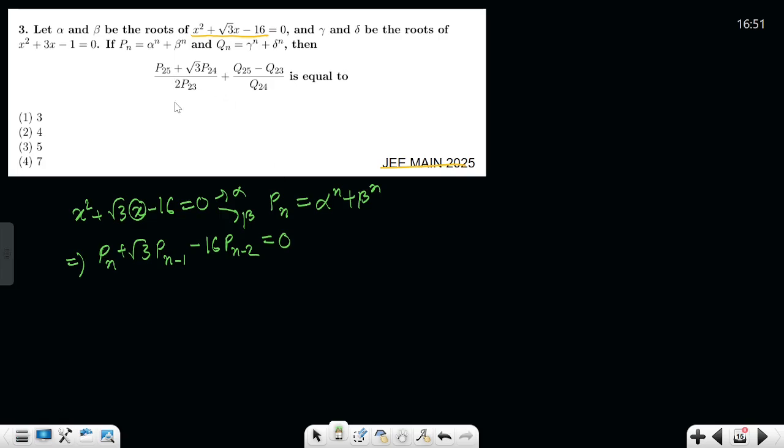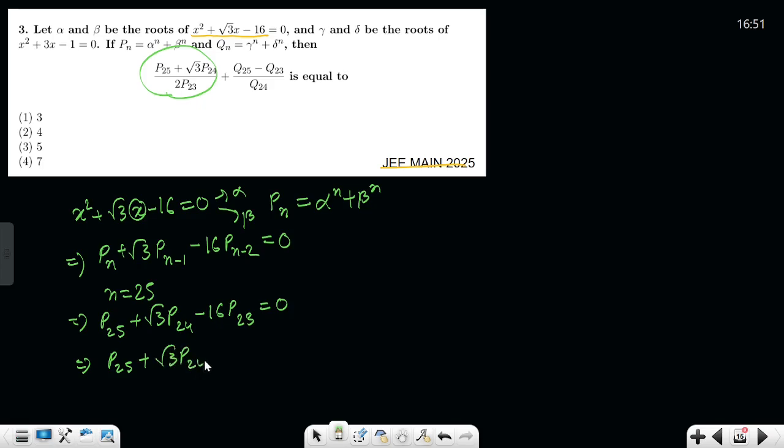Now what we need to find here, if you see the first term here, this is 25, 24 and 23. Okay, 25, 24, 23. So if we put n equal to 25 here, what will we get? P25 plus root 3 P24 minus 16 P23 is equal to 0. So this will be P25 plus root 3 P24 equal to 16 P23. Here we need 2 P23 in the denominator.